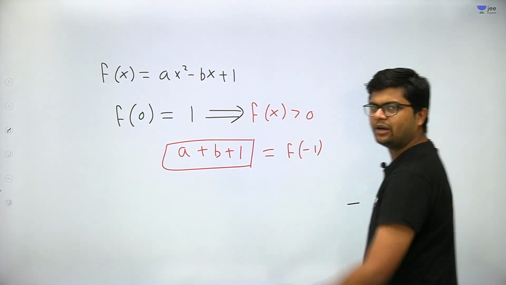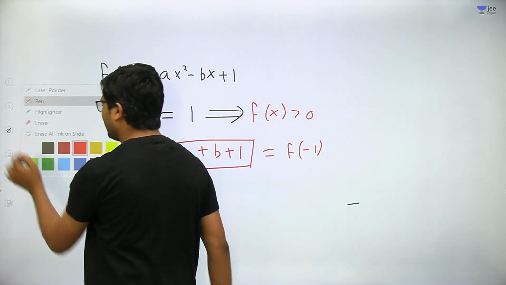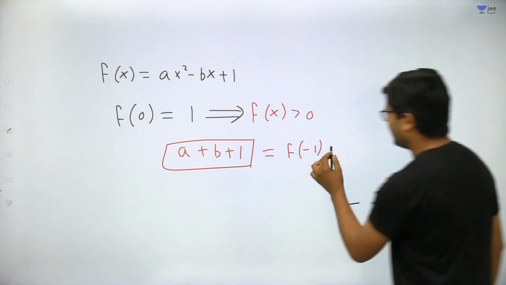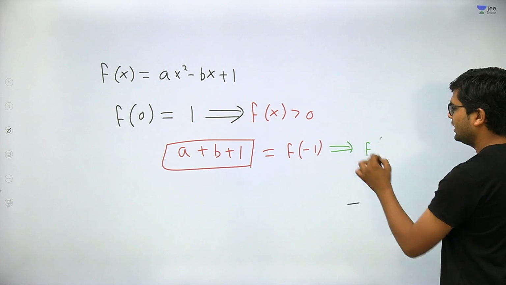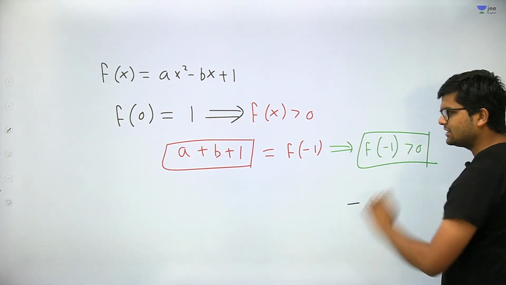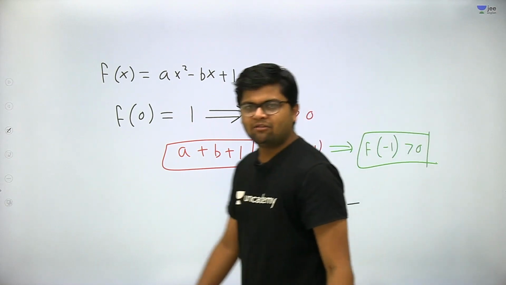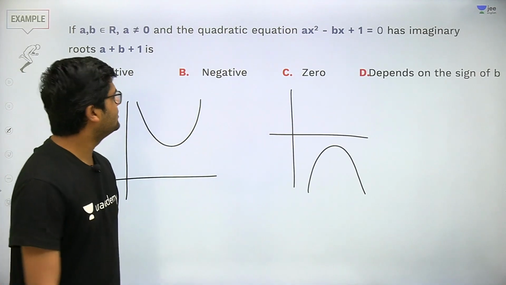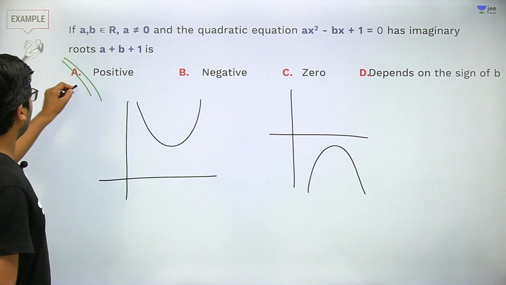Now since I know f(x) is positive for all real x, I can easily conclude that f(-1) will be positive. So the sign of a plus b plus 1 will come out to be positive. Therefore the answer will be A.